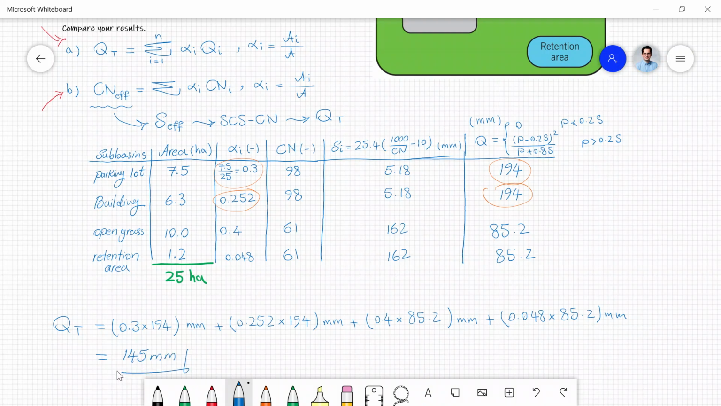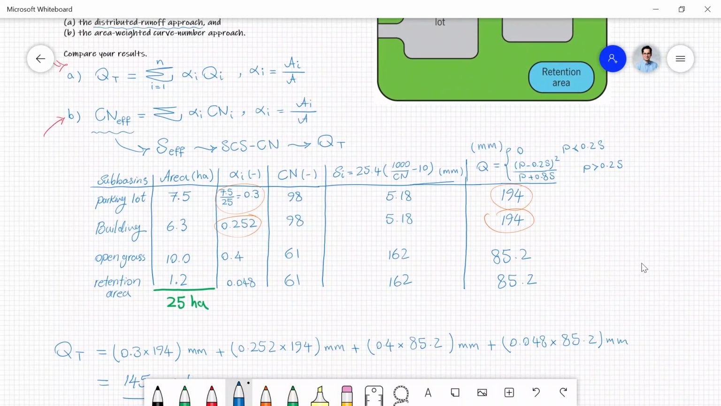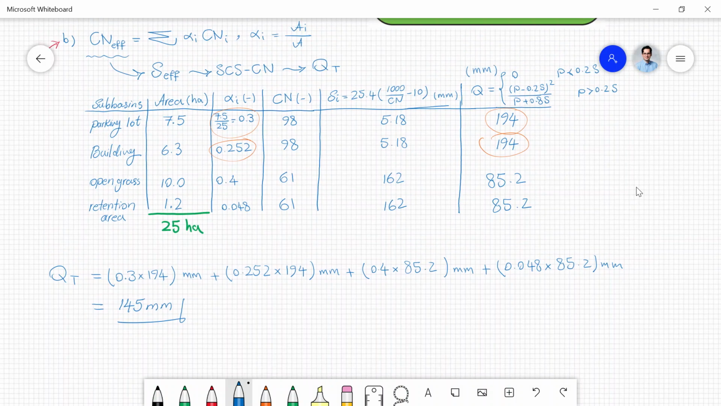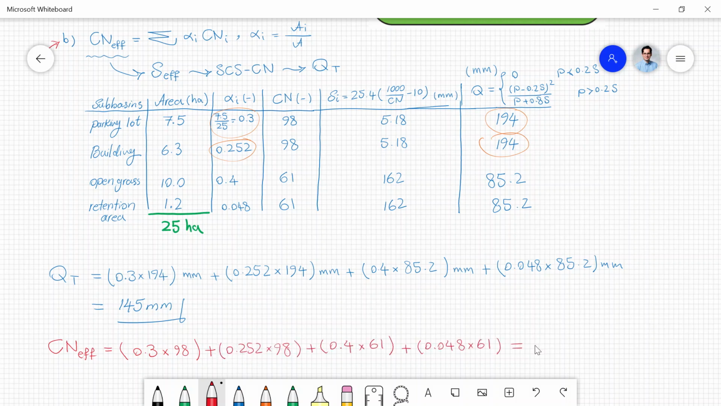All right, now it's time to use the second approach, which is the area weighted curve number approach, to calculate surface runoff. So first we need to calculate effective curve number. And effective curve number can be written as this. It's alpha I times CN sub I. So for the first subbasin it is 0.3 times 98. And it is dimensionless because both alpha and curve number are dimensionless. Effective curve number can be calculated as 81.